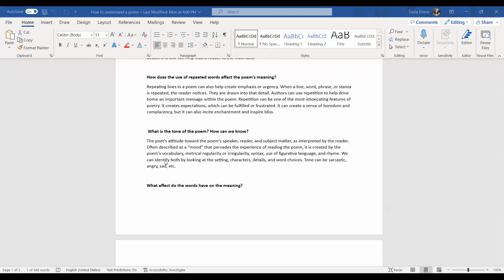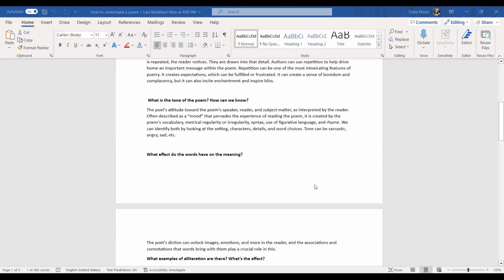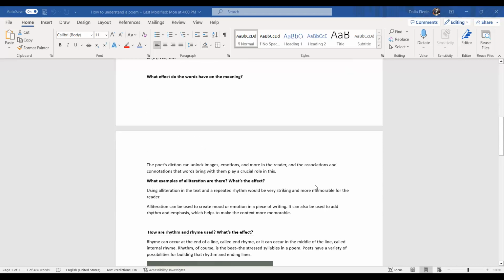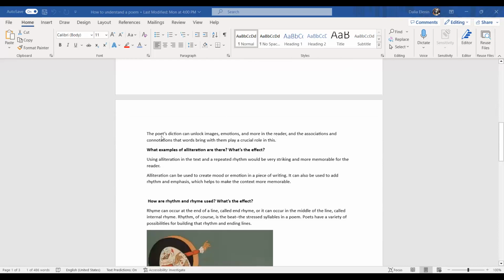It's sad. All right. And how did you know that? You know it from the syntax. Syntax is the meaning, the words, the figures of speech, meaning the language the writer uses. The rhyme is the sound in the poem. Now, what effect do the words have on the meaning? Again, this is really important.